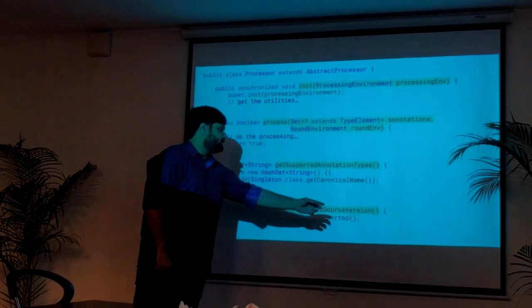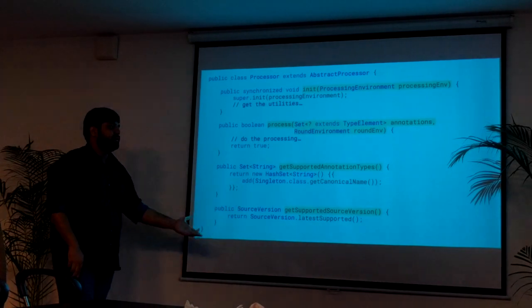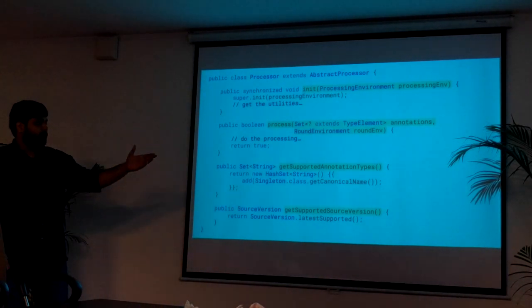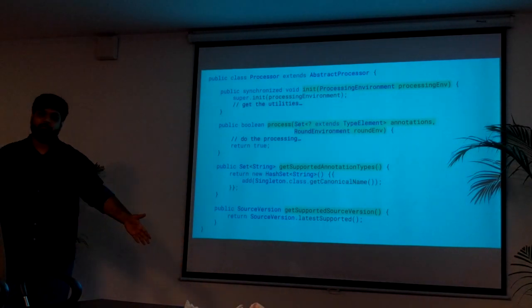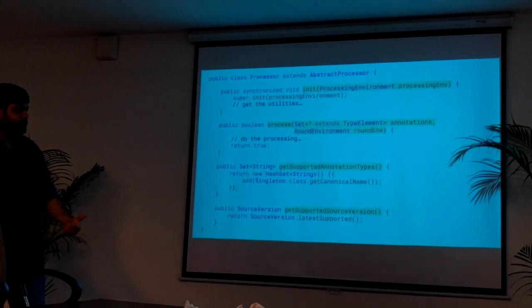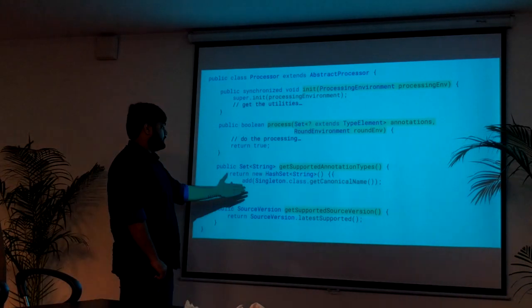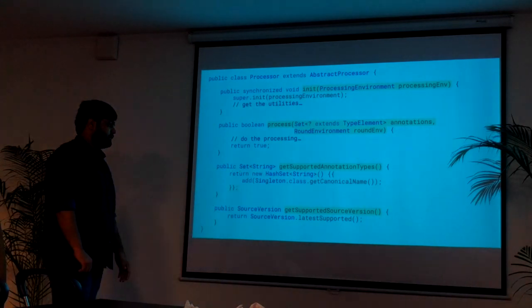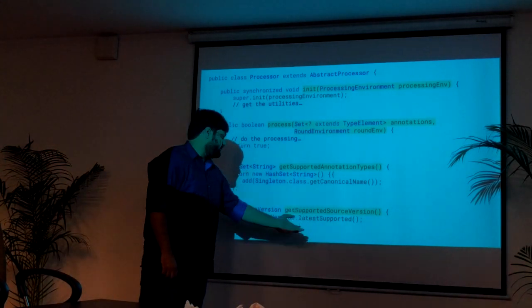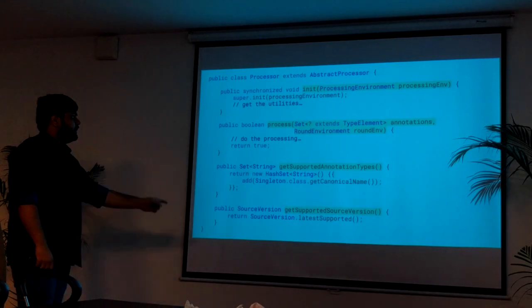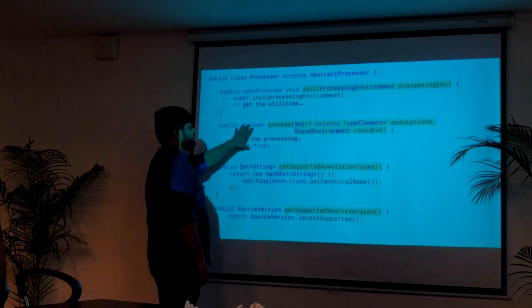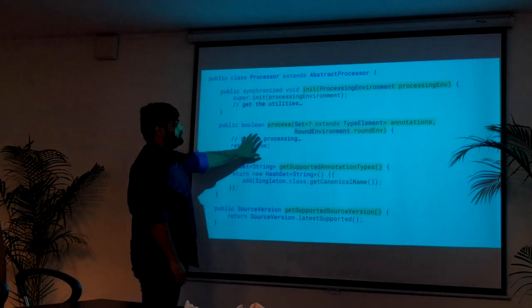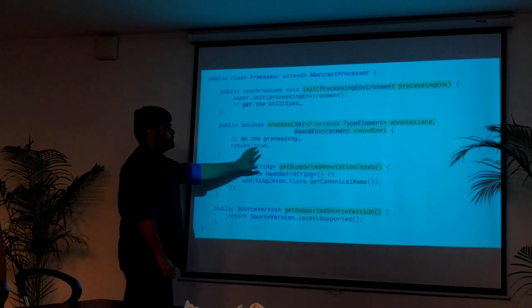Get supported annotations. As I said earlier, we have to tell the compiler these are the annotations I am interested in. If you find them, please give them to me. It's a hash set. We will return all the annotations we are interested in. Supported version, we can just return the latest supported version. And this is the main one, the process method, which will do all the processing.